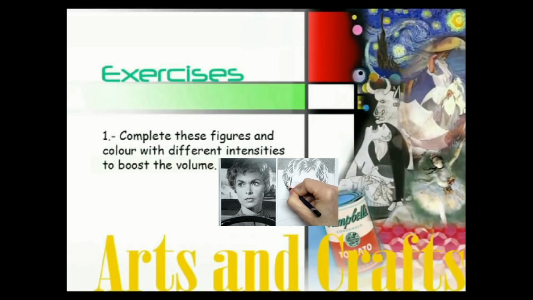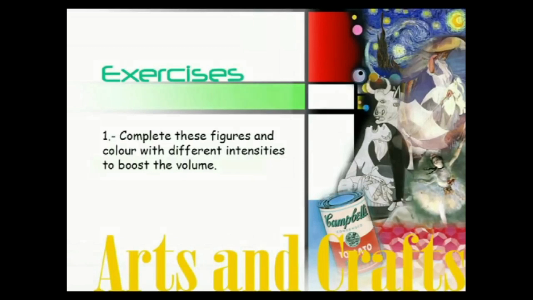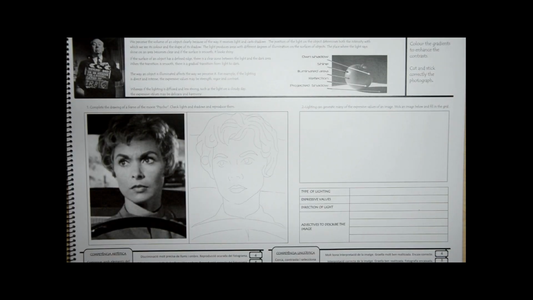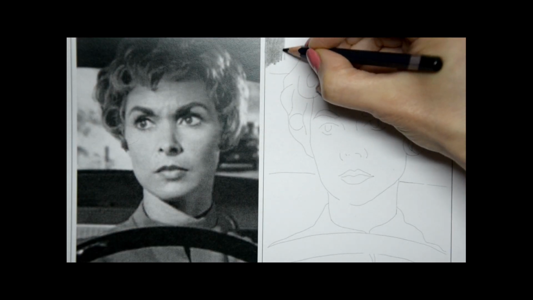Exercise number 1. Complete these figures and colour with different intensities to boost the volume. In this exercise, we will reproduce this frame monofilm cycle. We will start by painting the top of the paint.